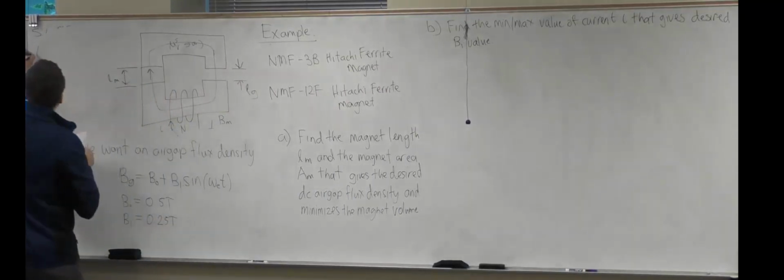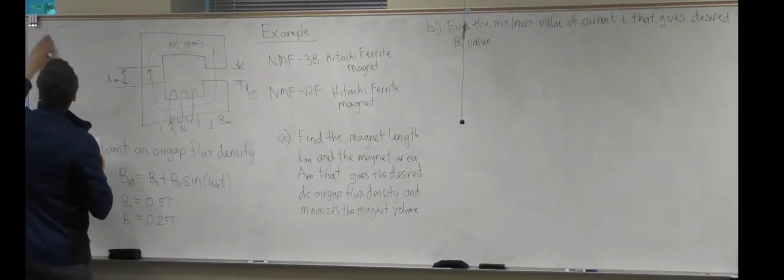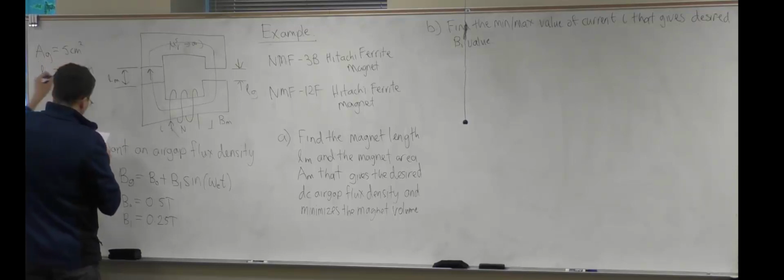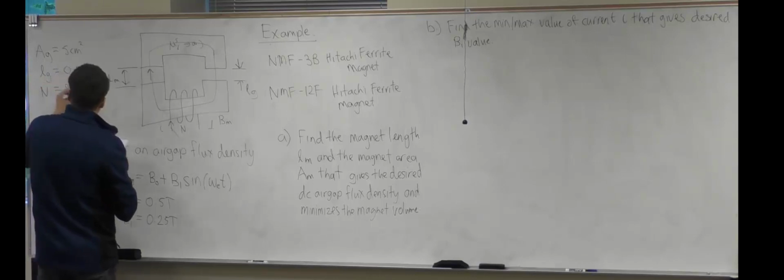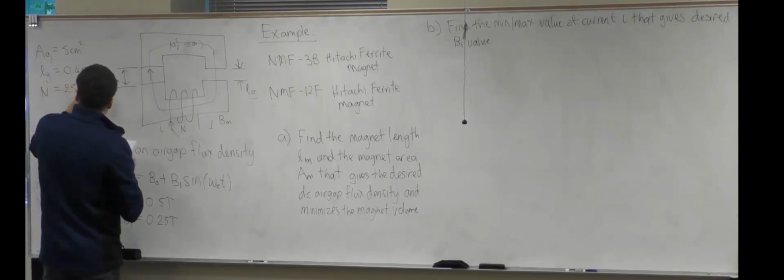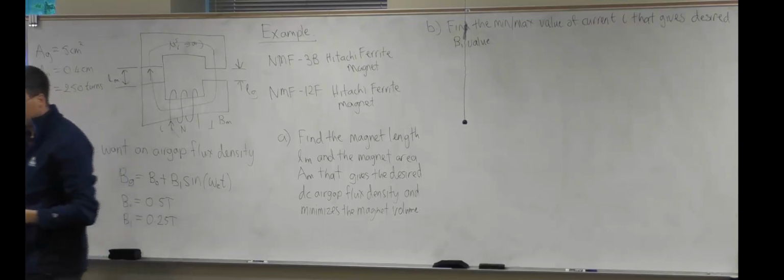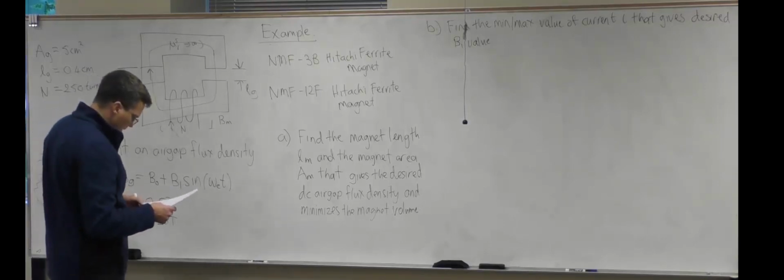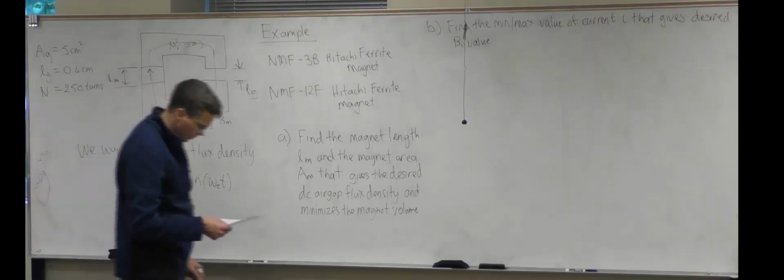We're going to assume that the air gap area is equal to 5 centimeters squared. The air gap length is equal to 0.4 centimeters, and we have 250 turns. Okay, those three things are also given. So, how do we do this?